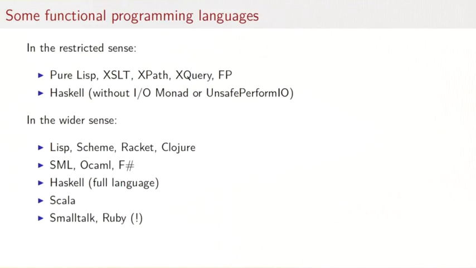In the wider sense, we see the Lisp family of languages, starting with Lisp with prominent dialects Scheme, Racket, and Clojure. The ML family has SML, OCaml, and F# as the most popular variants, then Haskell, the full language, Scala, and also Smalltalk or Ruby. You might be surprised to see the last ones in the list of functional languages, because they generally count as object-oriented languages.